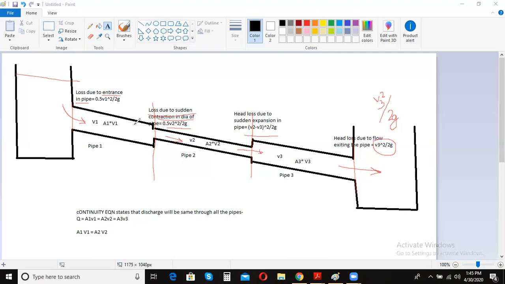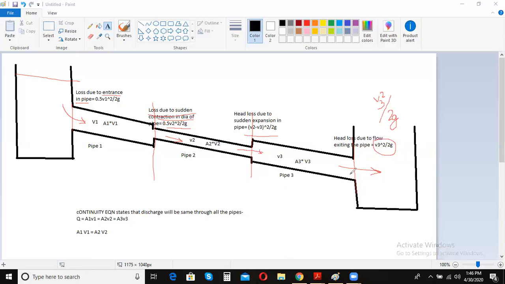Now mainly we have 4 types of minor energy losses taking place when water is flowing from the first reservoir to the last reservoir. So we have 4 types of minor energy losses. Now, apart from the minor energy losses, we will also have the energy loss due to friction.